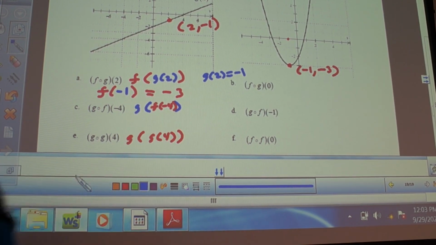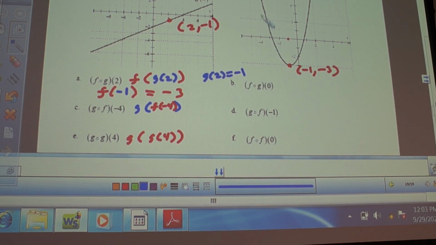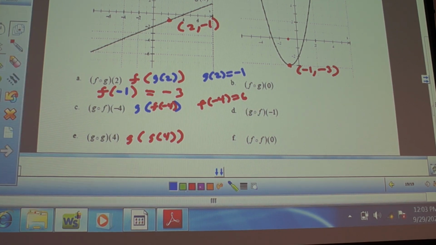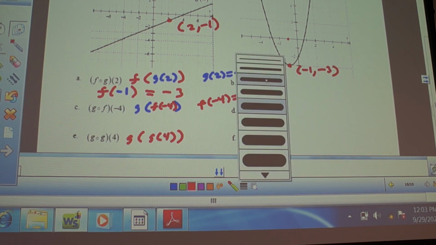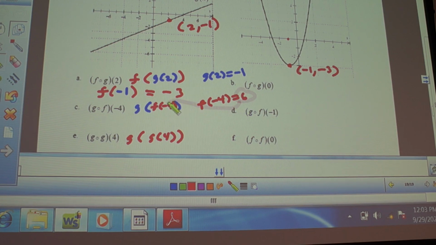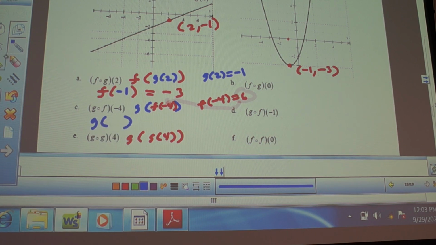So if I find F of negative 4, what's F of negative 4? If I go to my F, negative 4, boom, boom, boom, boom, it's 6. So since F of negative 4 equals 6, that means everywhere I see F of negative 4, I can write 6 instead. So I'm going to take the 6, and I'm going to put it inside here. I'm just going to replace it. So then this becomes G of, well, instead of F of negative 4, I'm going to write 6 instead, because F of negative 4 is 6.